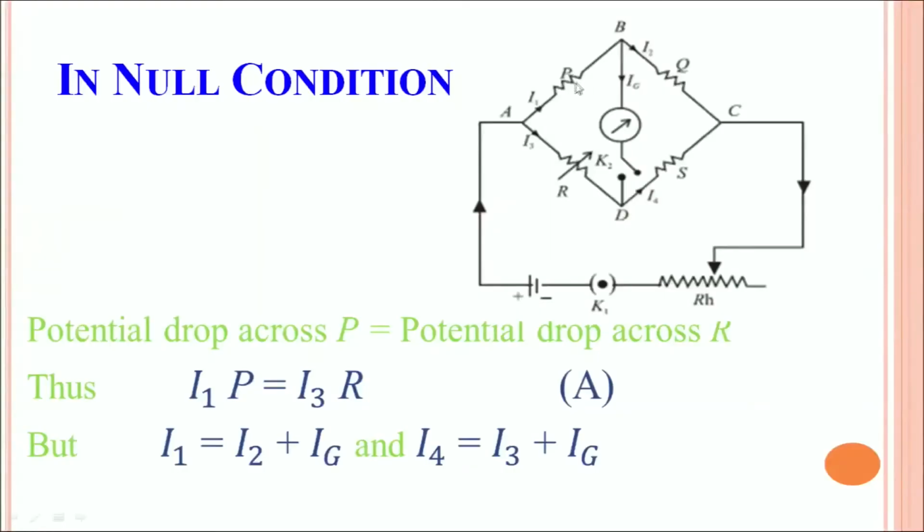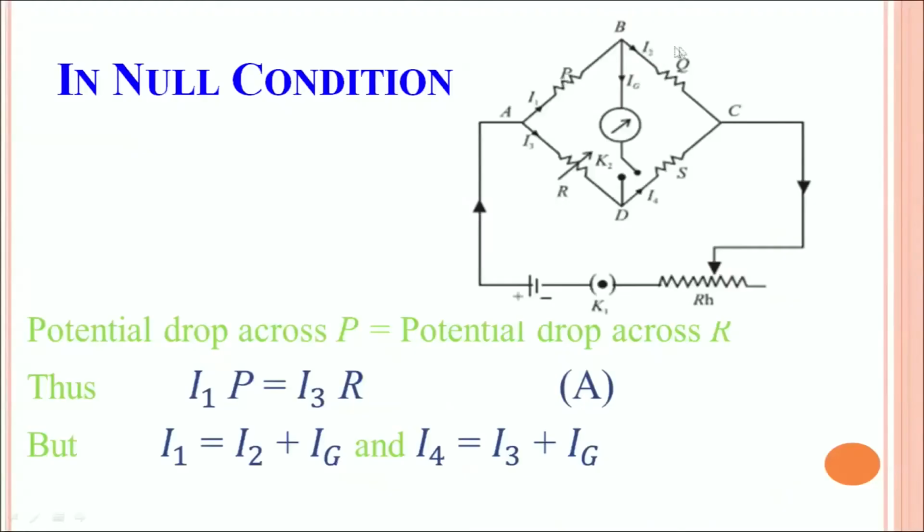In null condition, what happens? The potential at B is equal to the potential at D, and this will happen when the potential drop across P is equal to the potential drop across R. What is the potential drop across P? I1 into P. And the potential drop across R is what? I3 into R. So, when I1P is equal to I3 into R, we say the bridge is balanced.